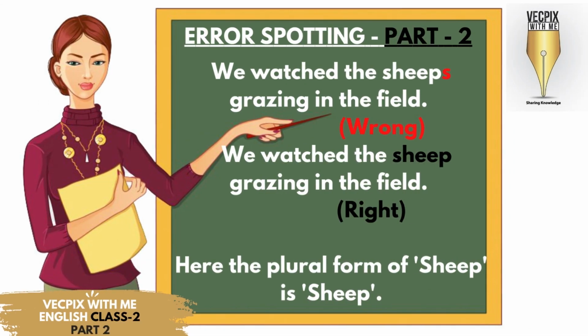We watched the sheeps grazing in the field. This one is wrong. We watched the sheep grazing in the field. Here the plural form of sheep is sheep.